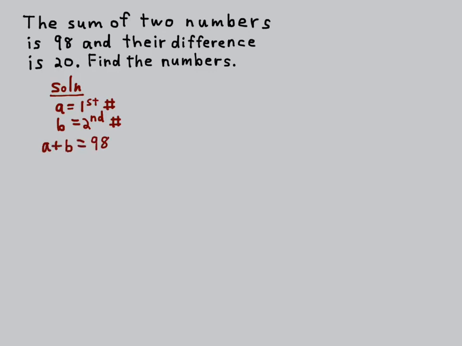Then I'm just going to go back and do exactly what the instructions tell me to do. The sum of the two numbers is 98, so A plus B equals 98. And their difference is 20, so A minus B is 20. It doesn't tell me which one goes first, so it probably doesn't matter. On a lot of problems it does, but then they'll tell you by the wording which one goes first when you subtract. You have to be careful of that.